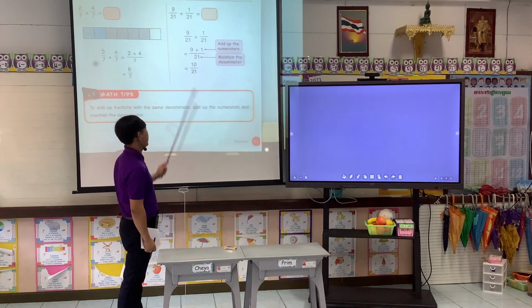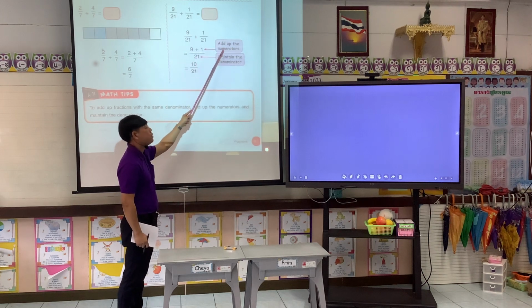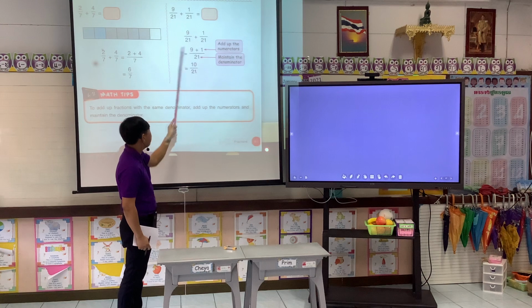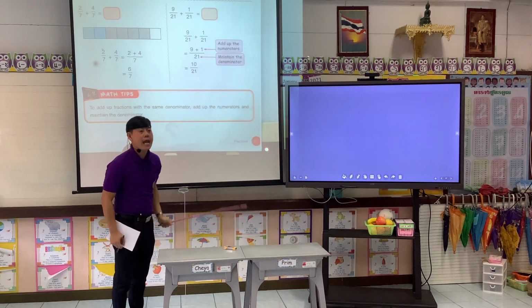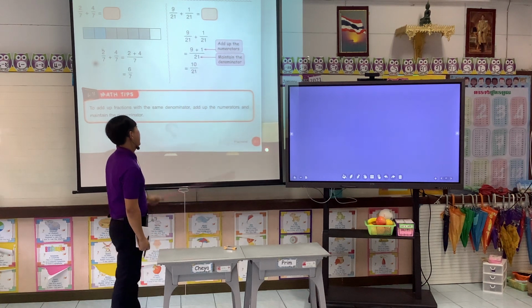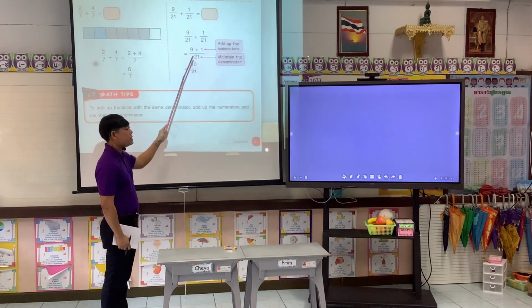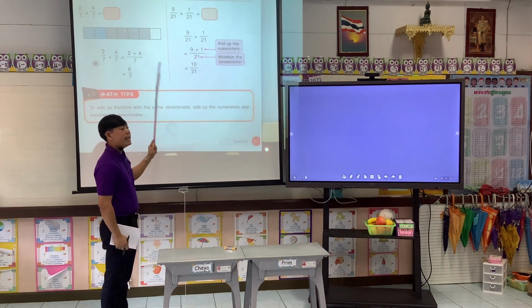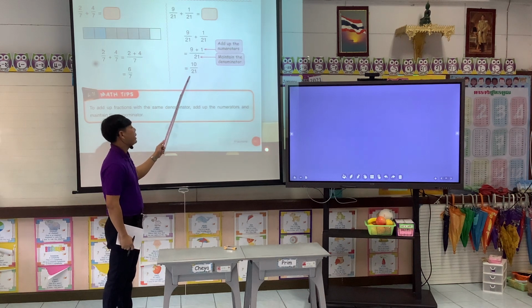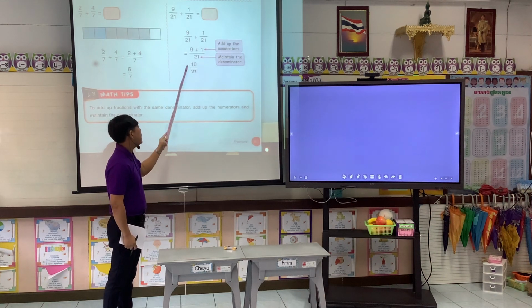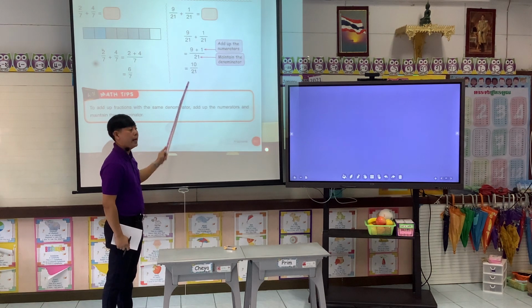9 plus 1. Add up the numerators. You need to add up the numerators and maintain the denominator. So 9 plus 1 is 10. Maintain means you copy the denominator. The answer is 10 over 21.